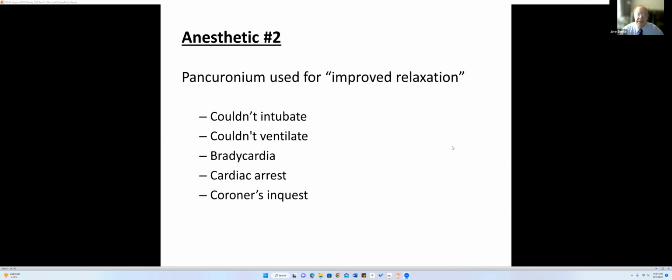But again, they couldn't intubate, they couldn't ventilate, bradycardia set in, hypoxemia set in, cardiac arrest occurred, and a coroner's inquest took place. And I learned about this case through the coroner's inquest, and that launched my lifelong interest in airway management and the obese patient.